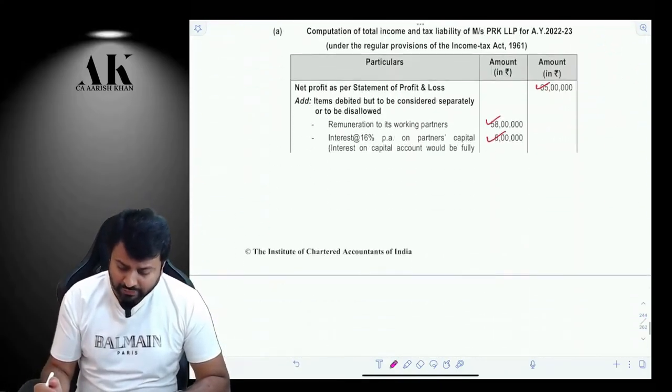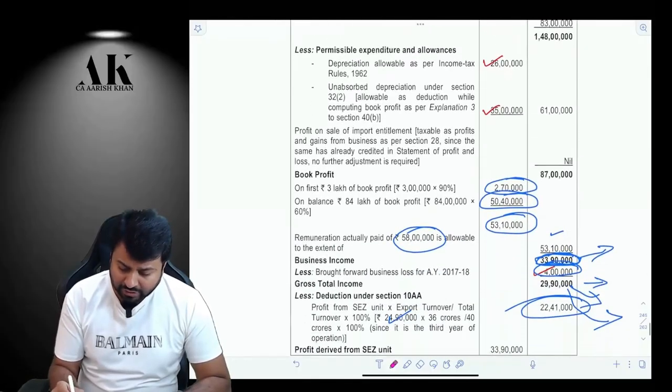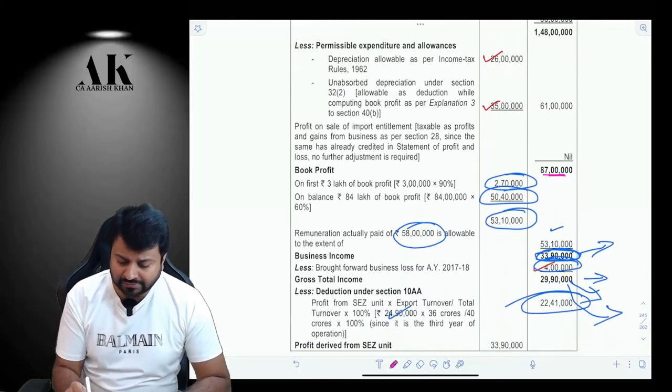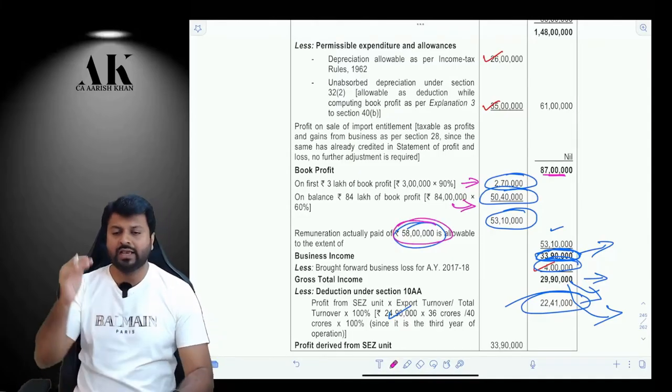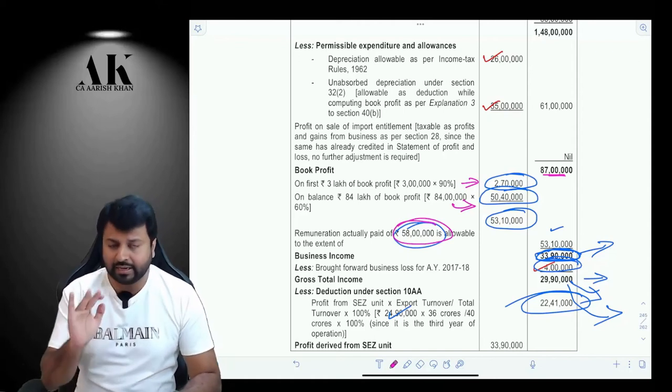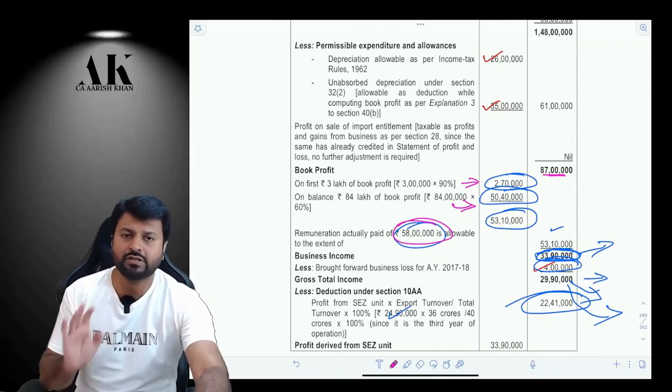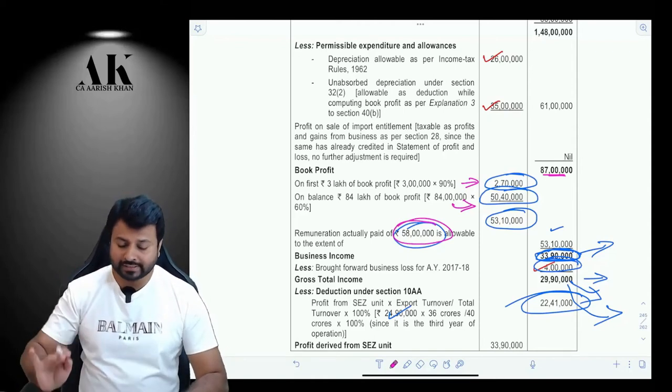Once you do that, you will get your book profit. Once you get the book profit, you will compute your remuneration, which is up to 3 lakhs, 90%. Above 3 lakhs, it is 60% of book profit. And then you will compare with your actual remuneration. Check it, please. And then whichever is lower will be allowed as remuneration to you as per the provisions of 40B.